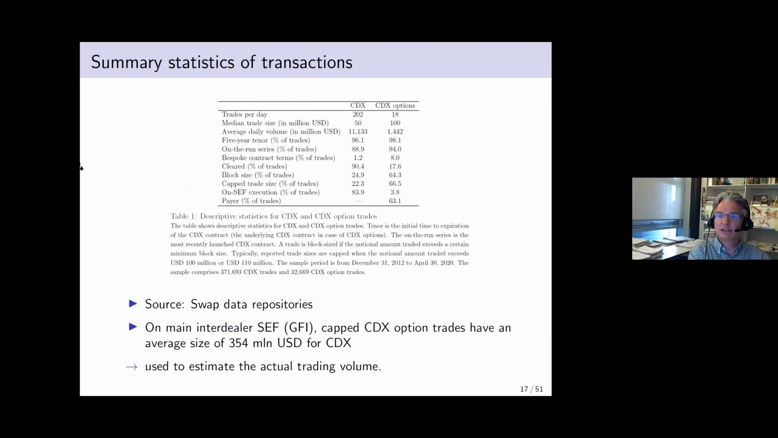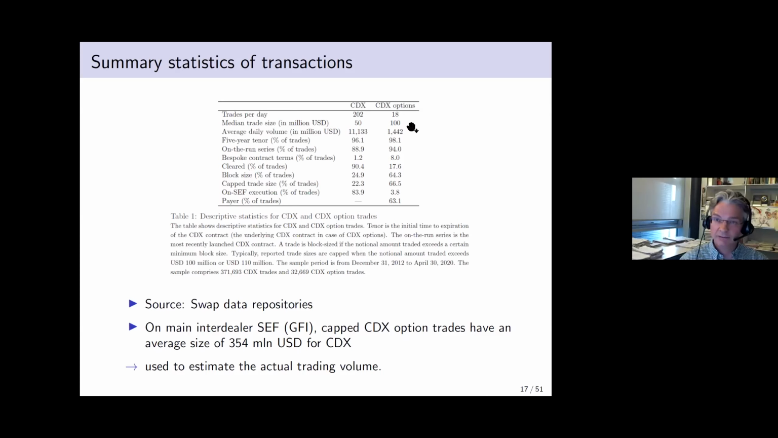Here's some data on the liquidity and the trading activity in the market. The first column is activity in the underlying, the credit default swap index. The second column is the activity on the CDX options. As you can see, there's a lot more trade in the underlying than in the options. Now, this is an average. On the next slide, I show you the evolution. This trading activity has been growing dramatically in recent years.